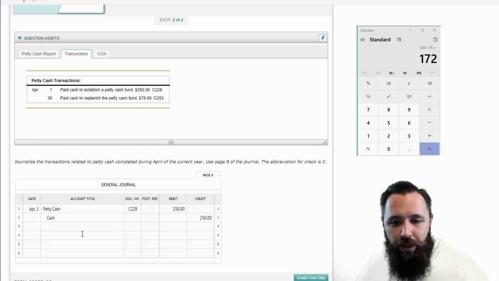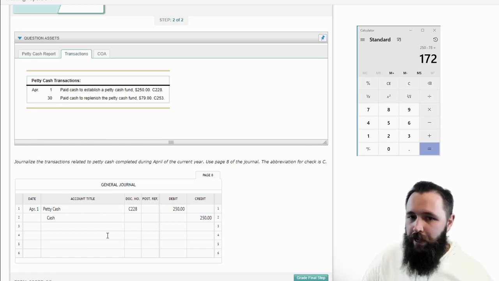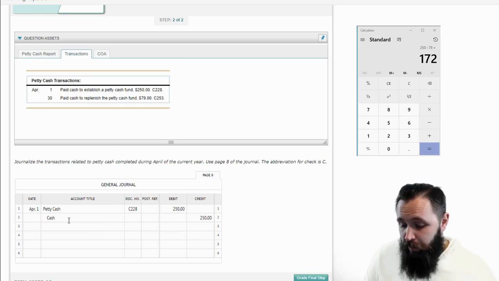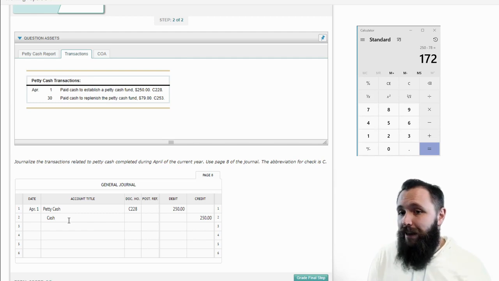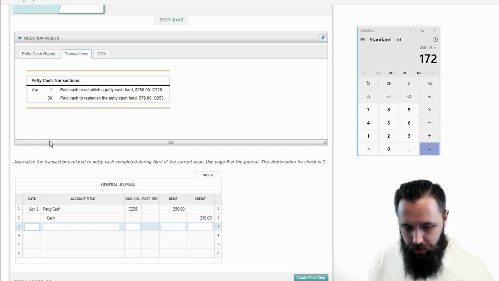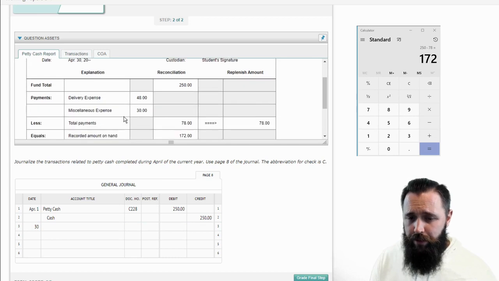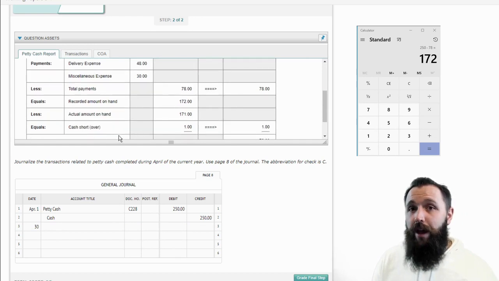And maybe you're looking at this and you're going, oh, there's only one more transaction and there are 4 lines. What's going on here? Well, this is where we are going to record all the things we paid for out of that petty cash fund. So we're going to need our petty cash report for this. I'll put in the date because it's going to be the 30th. If I look at this, we have a couple different things. We have delivery expense, miscellaneous expense, and cash short and over.